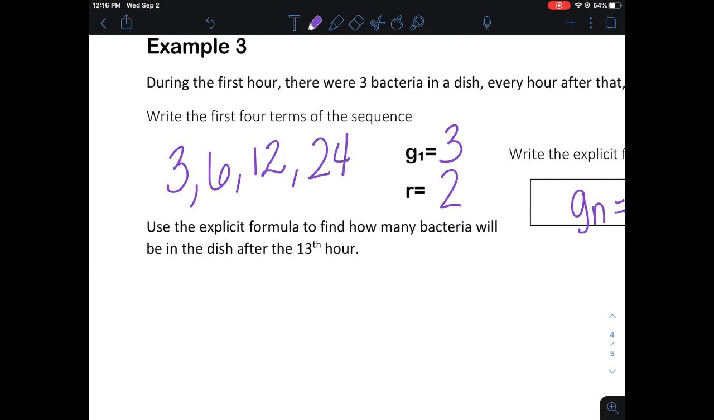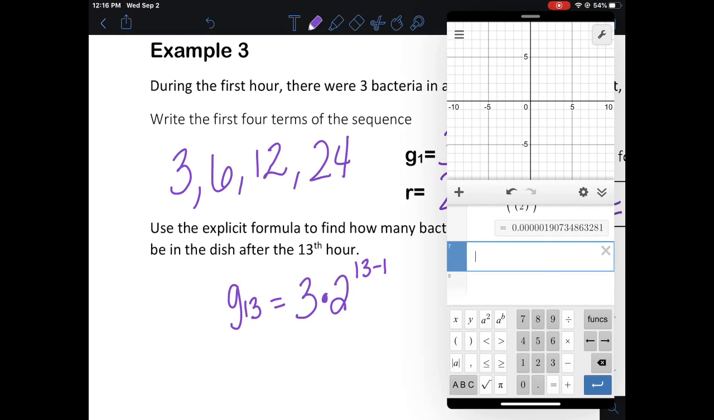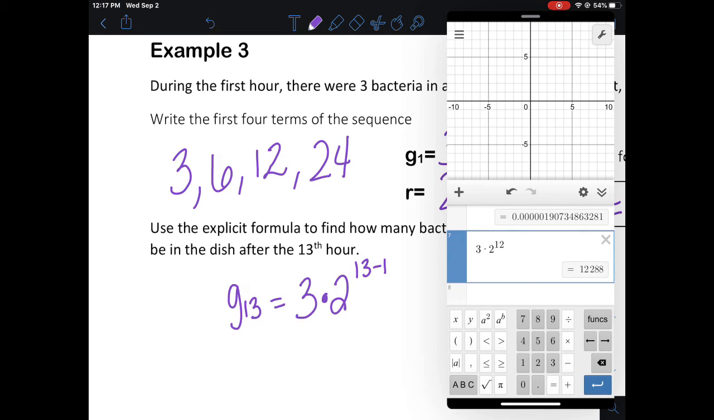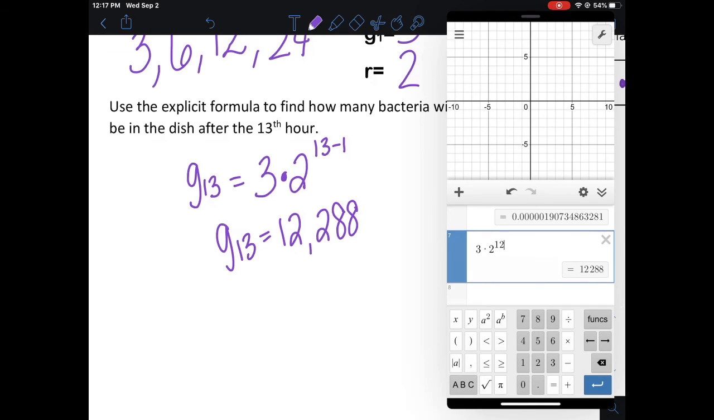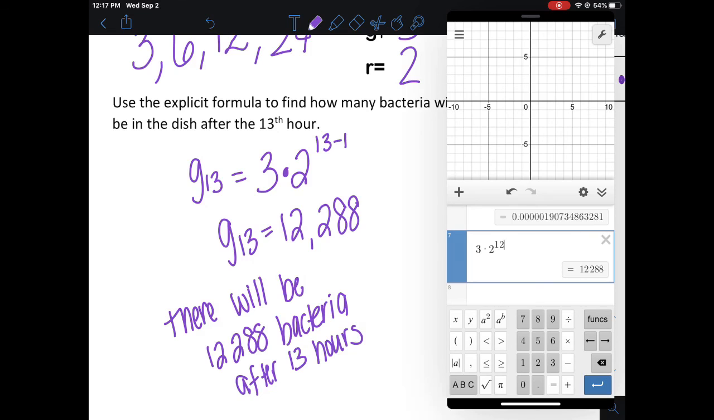Using that same explicit formula, how many bacteria will there be after the 13th hour? So G sub 13 equals 3 times 2 to the 13 minus 1 power. I will plug that back into Desmos: 3 times 2 to the power 12. So G sub 13 equals 12,288 bacteria. I'm going to answer that in the context of the problem: there will be 12,288 bacteria after 13 hours.